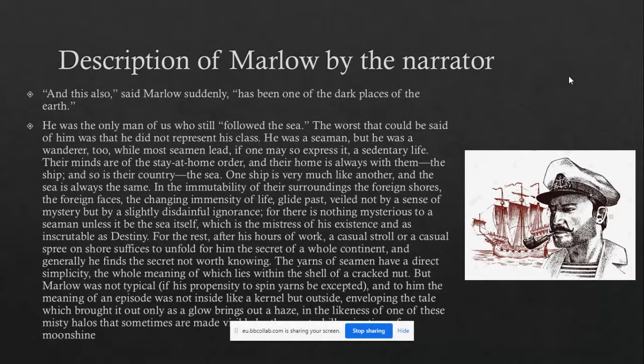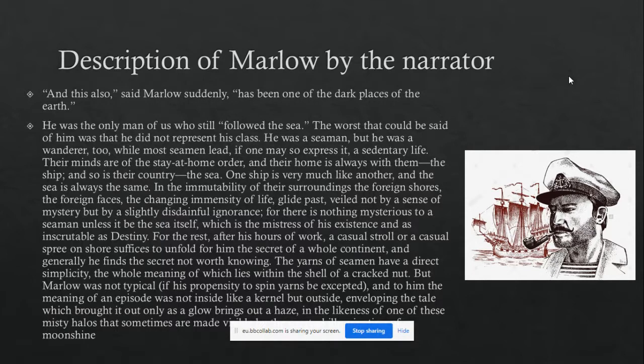In the immutability of their surroundings, the foreign shores, the foreign faces, the changing immensity of life glide past, veiled not by a sense of mystery, but by a slightly disdainful ignorance. There is nothing mysterious to a seaman unless it be the sea itself, which is the mistress of his existence and as inscrutable as destiny.